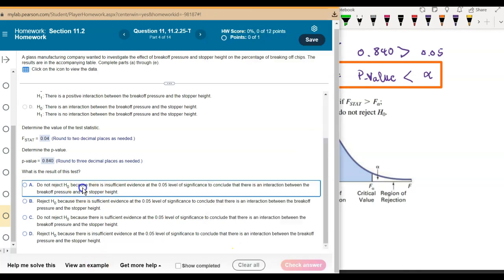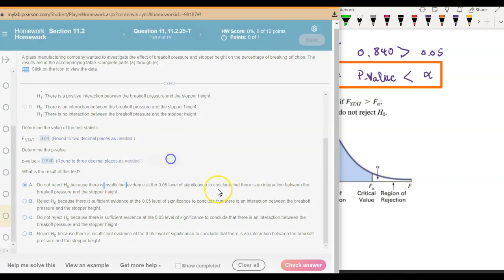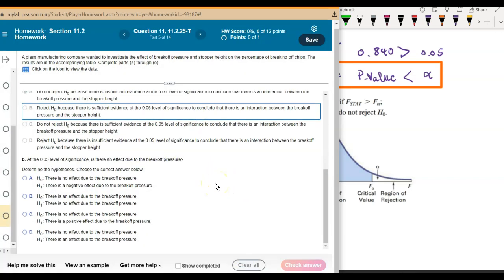So you are not rejecting, so do not reject here, that's A. Do not reject is C. Here is saying sufficient evidence, and here for A is saying insufficient evidence, and for C is saying sufficient evidence. Obviously, if we did not reject, there is not enough evidence or insufficient evidence, and that's going to be A. Okay, we're done with that.